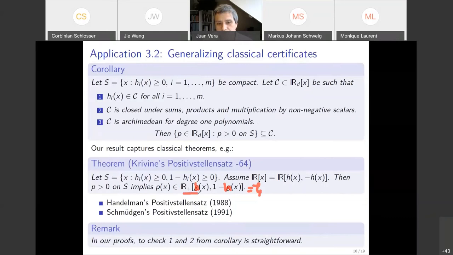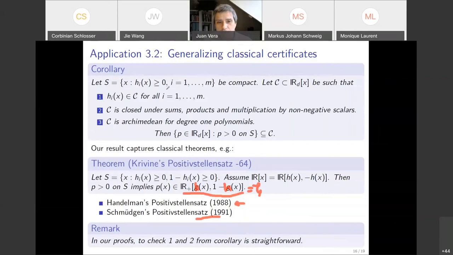For example, to prove Handelman, you also get that one and two trivially follow. And to prove that it's Archimedean for degree one polynomials, that's actually Farkas' lemma. Farkas' lemma tells us that the set of certificates that you build when doing Handelman is Archimedean. And for Schmüdgen, we use Bär's lemma, and you need to prove that the preorder is Archimedean. But proving one and two is usually straightforward.